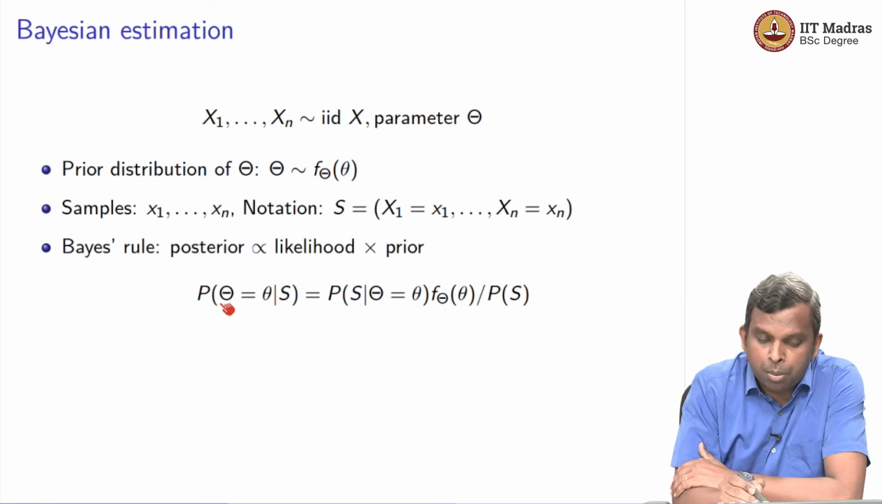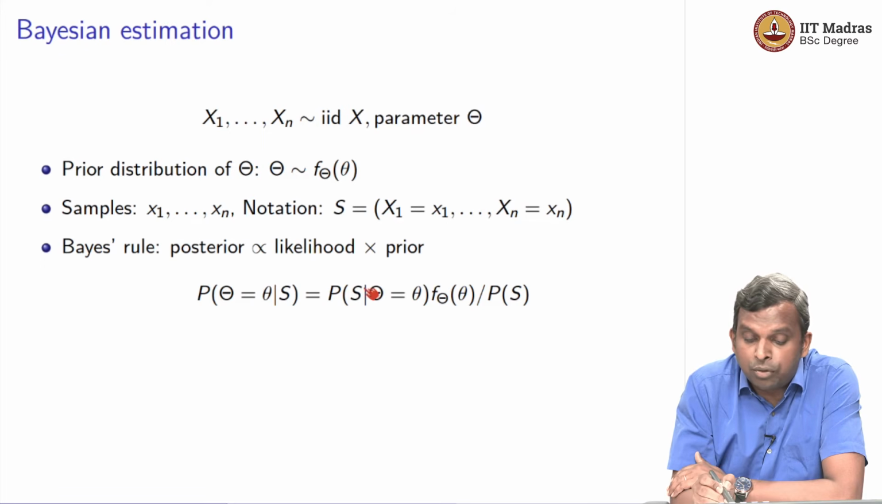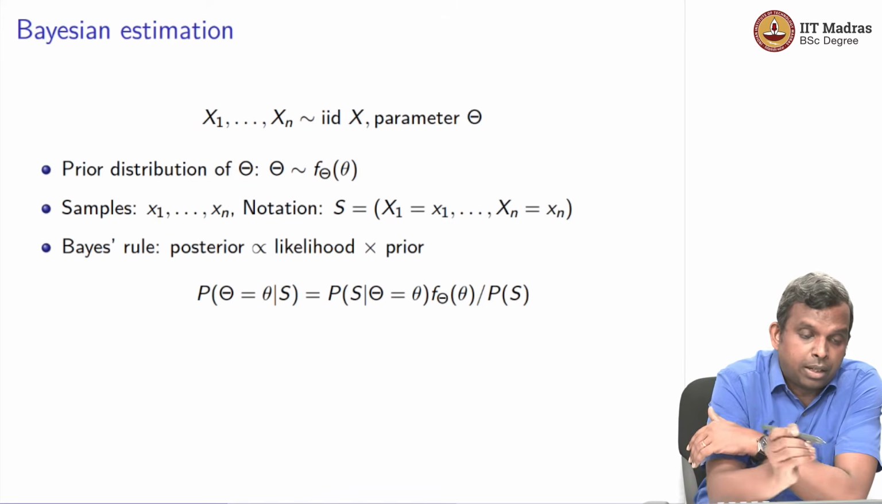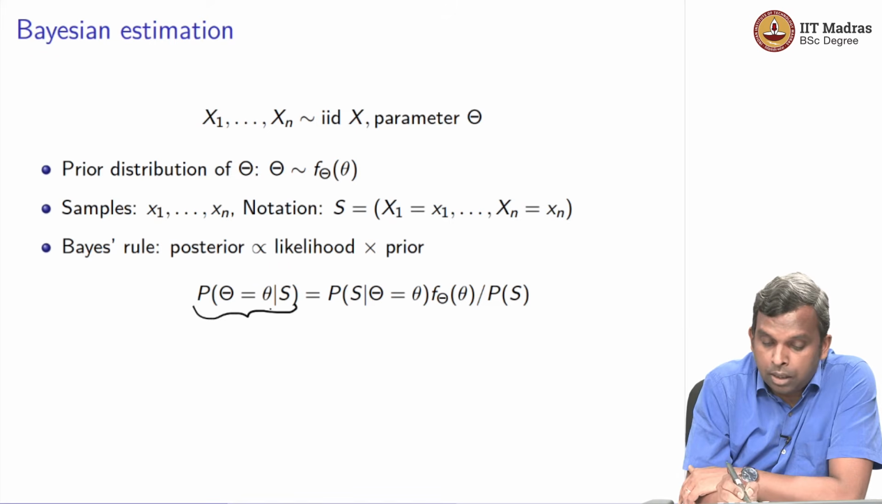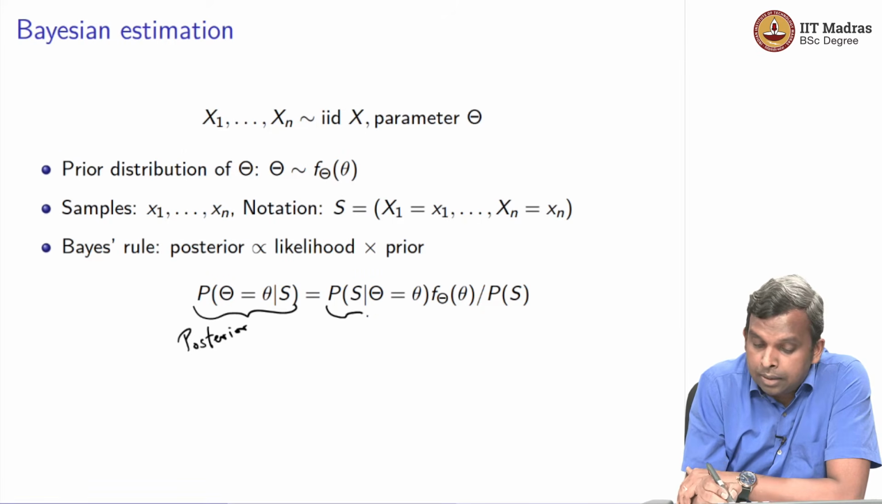How do we write it? Probability that capital theta equals small theta given the samples S is the probability of samples given capital theta equals small theta, times the prior distribution, divided by the total probability of the samples. Maybe I should write something here. So this is called the posterior probability, the posterior distribution. This is called the likelihood.